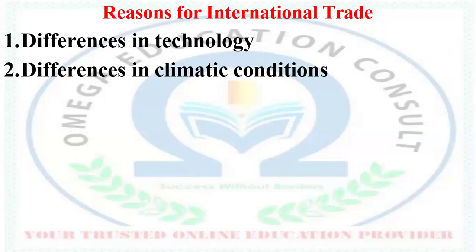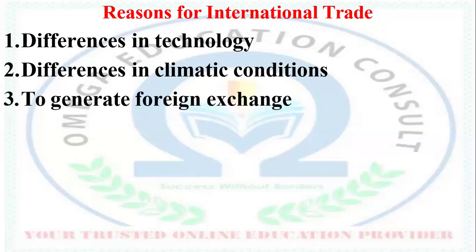So that warrants exchange. The other one is also to facilitate the acquisition or generation of foreign exchange. Foreign exchange refers to the currency obtained as a result of trading or selling your product to other countries. That is the foreign currency. And in international trade, some currencies are accepted, other currencies are not accepted. The Ghana cedi is not accepted in any other country.